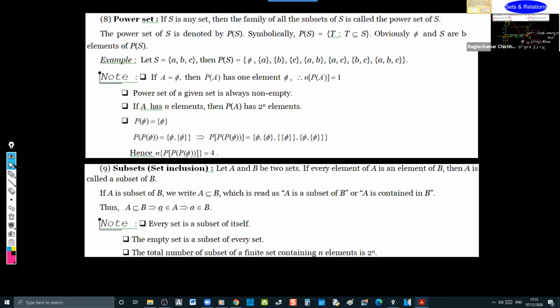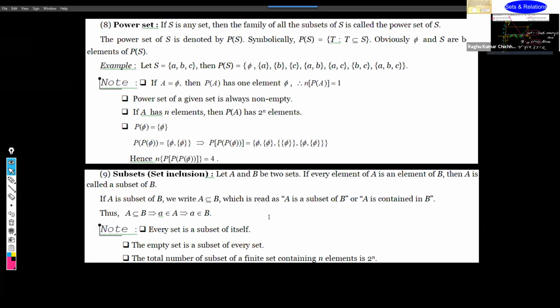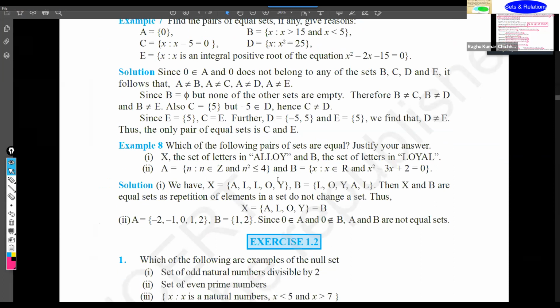Now, power set. Before going to this, let us finish that exercise and come back to this. Yeah, Maurya, first one, please.